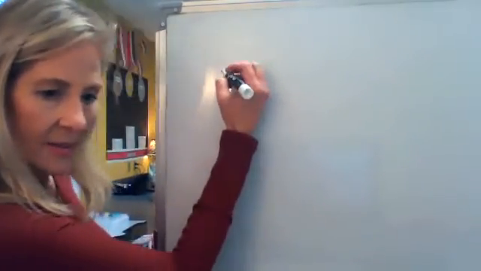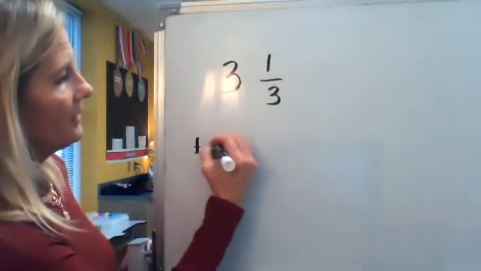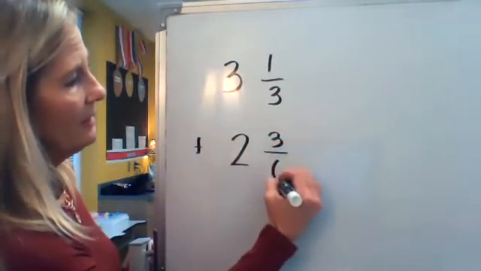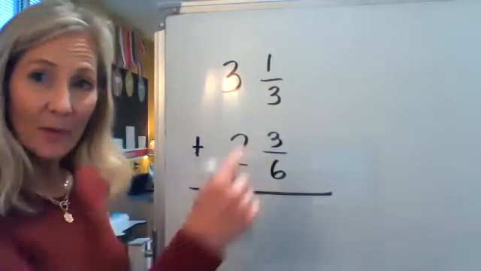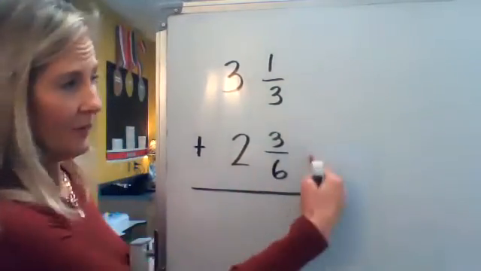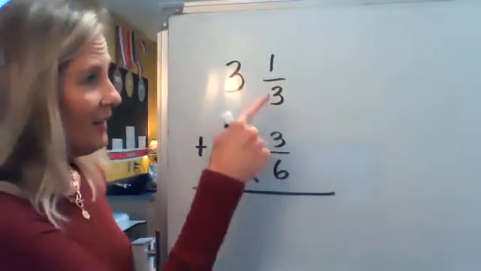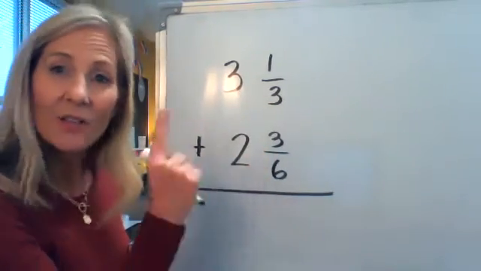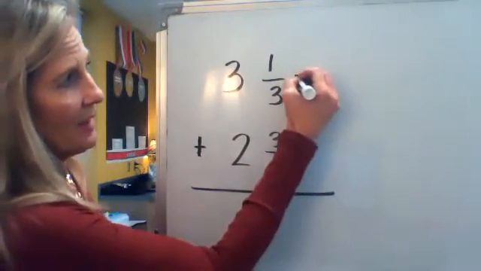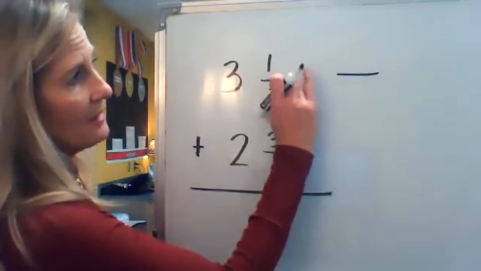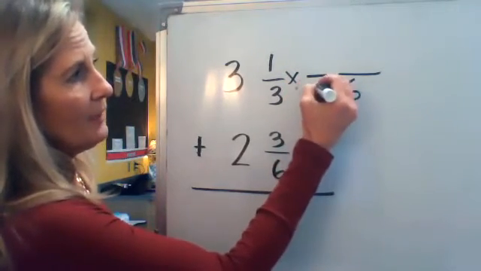Let's try this one. 3 1/3 plus 2 3/6. Now, in this one, you're starting in your fractional column, adding the fractions first. You might notice right away, you've got different denominators. So this is why it's nice to have it vertically, because I know I want to create a fraction that has 6 in the denominator, and I have room here to do that.